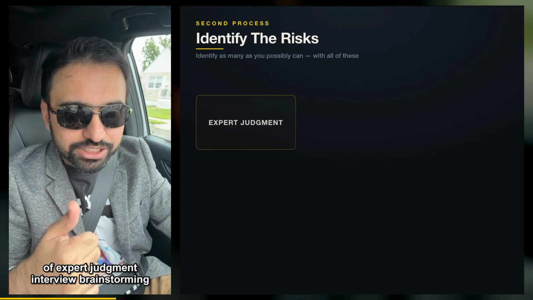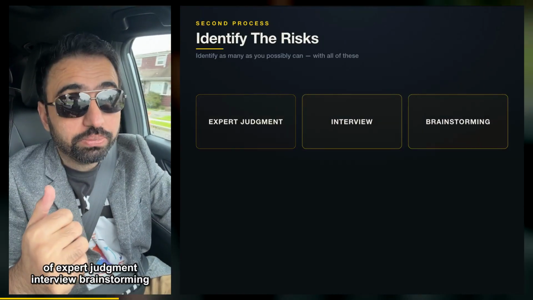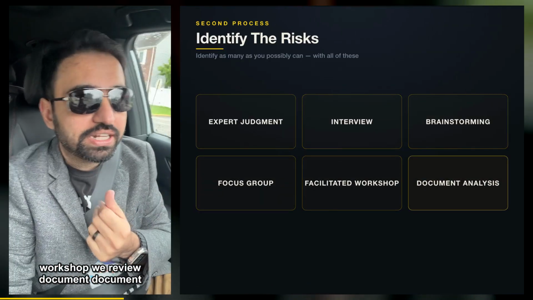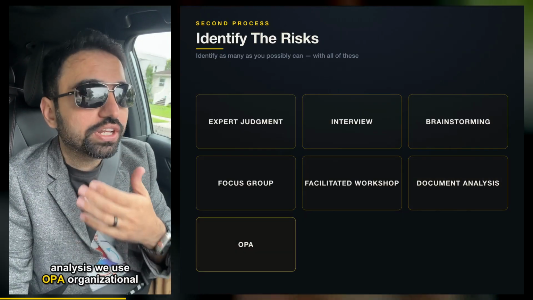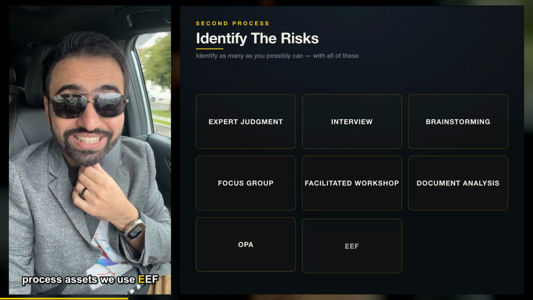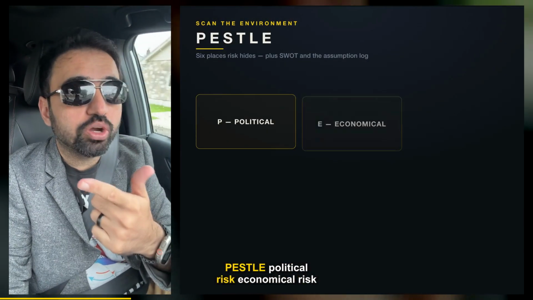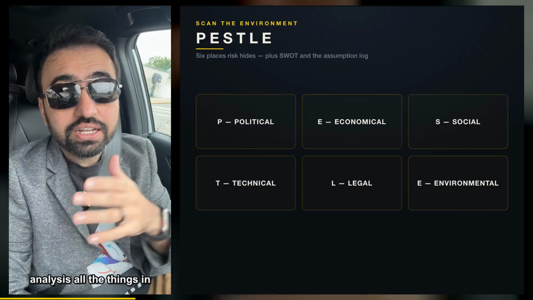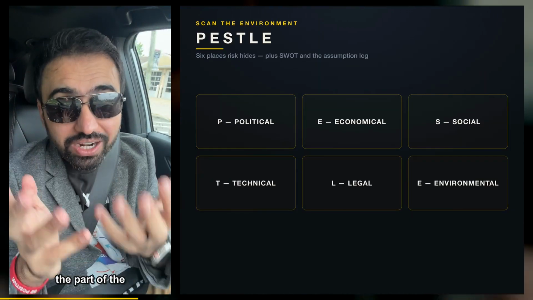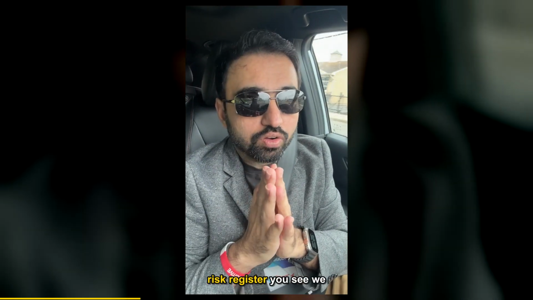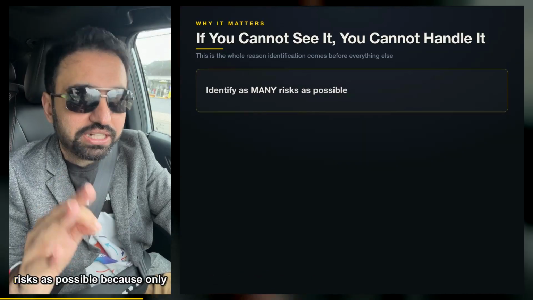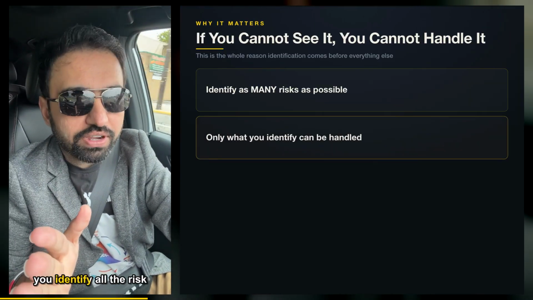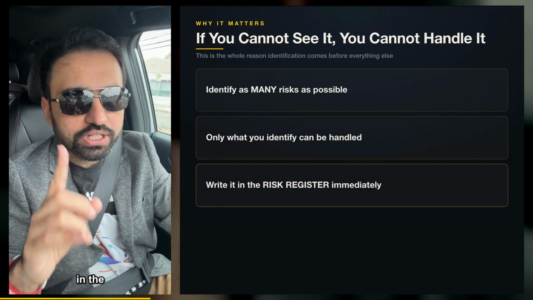We use the tools of expert judgment, interviewing, brainstorming. We use focus groups, facilitated workshops. We do document review and analysis. We use OPAs, organizational process assets. We use EEFs, PESTLE: political, economic, social, technical, legal, environmental, and SWOT analysis. All the things in the assumption log basically become part of the risk register. We try to identify as many risks as possible, because only when we can identify them can we handle them. Once you identify a risk, whenever you do, immediately put it in the risk register.